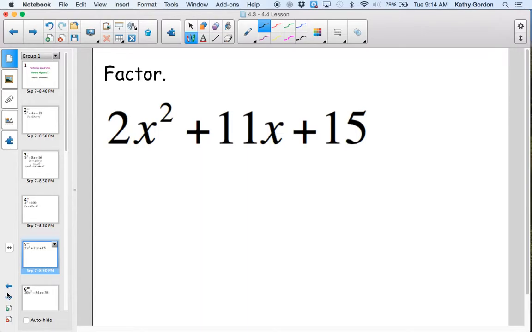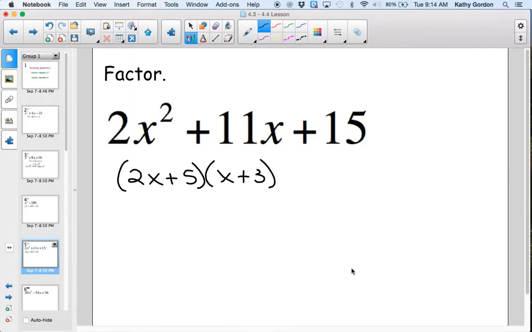Okay. Julie, what'd you get on this one? Parentheses 2x plus 5, parentheses, and parentheses x plus 3. Raise your hand if you agree. Everybody got? Julie, how did you get this? I first got the factors of 2 and 15, so 5, 3, 1, 15, and 2, 1. And I matched it up with first multiplication and then addition of the two sums.